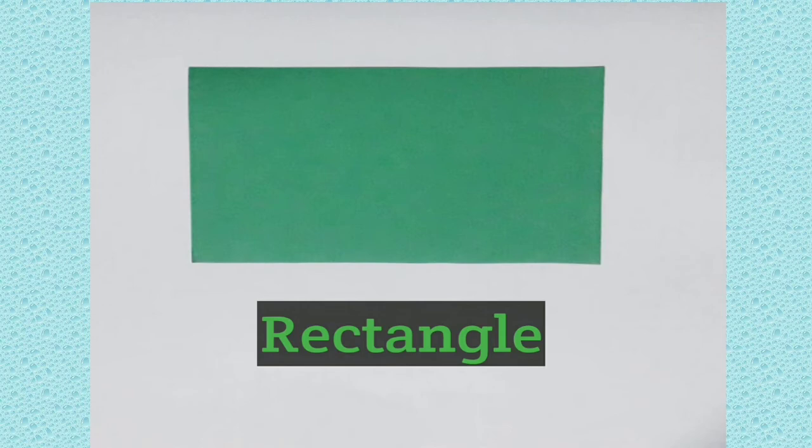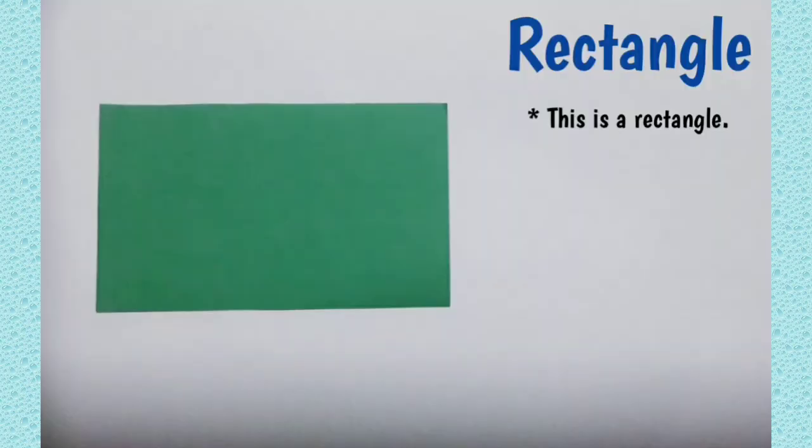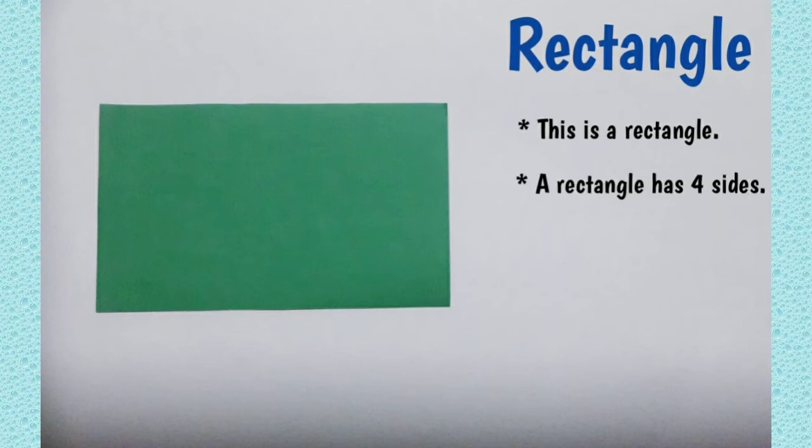Rectangle. This is a rectangle. Children, what shape is this? This is a rectangle. A rectangle has 4 sides. Children, how many sides are there in a rectangle? There are 4 sides. So let's count.